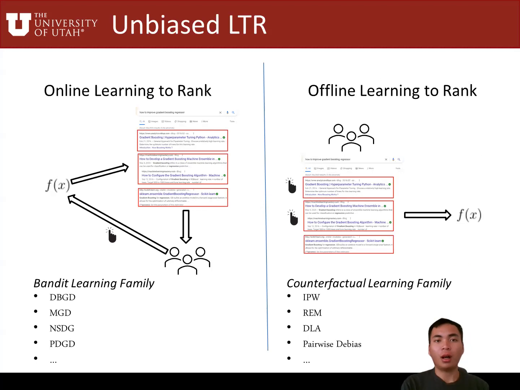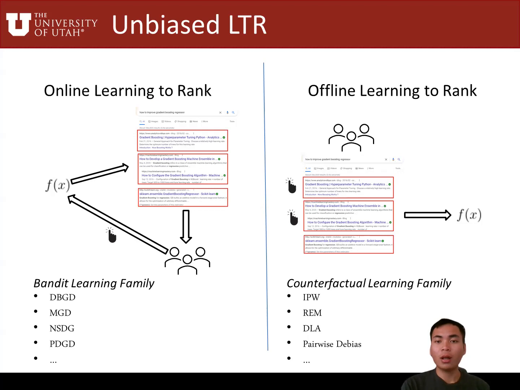Researchers have studied multiple algorithms to tackle this problem, and they are called unbiased learning to rank algorithms. These algorithms are broadly categorized into two groups, online learning to rank and offline learning to rank. In online learning to rank, we dynamically adjust how we present the ranking list to the user, so we can collect unbiased click signal to train our model with. Most algorithms from this group are from the bandit learning family, such as the popular dual bandit gradient descent.